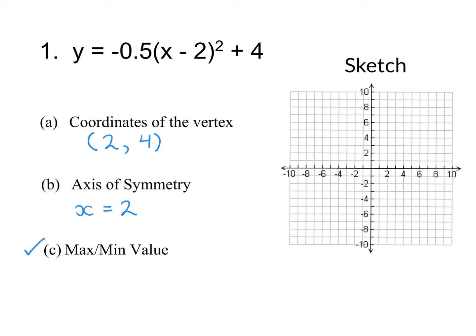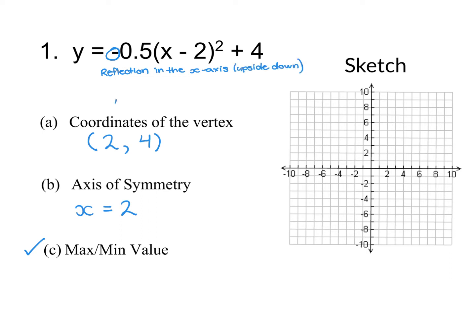All right, now let's find the max or min value. Now, if you look at your formula, notice there's a negative sign right here in front of the bracket. Remember, that tells you that there's a reflection in the x-axis, meaning your graph is going to be upside down.